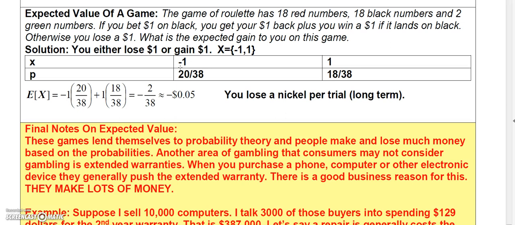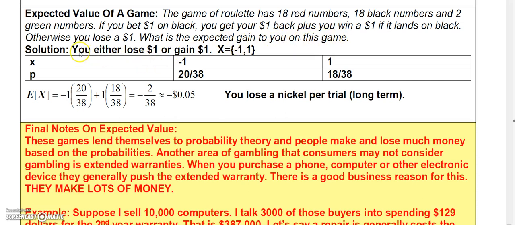Okay. One more here. I thought I'd do this example of a roulette game. There's actually multiple types of roulette, but the type of roulette wheel I'm going to be using has 18 red numbers, 18 black numbers, and 2 green numbers. If you bet $1 on black, you get your dollar back, plus you win $1 if it lands on black. Otherwise you lose your dollar. What is the expected gain to you in this game?